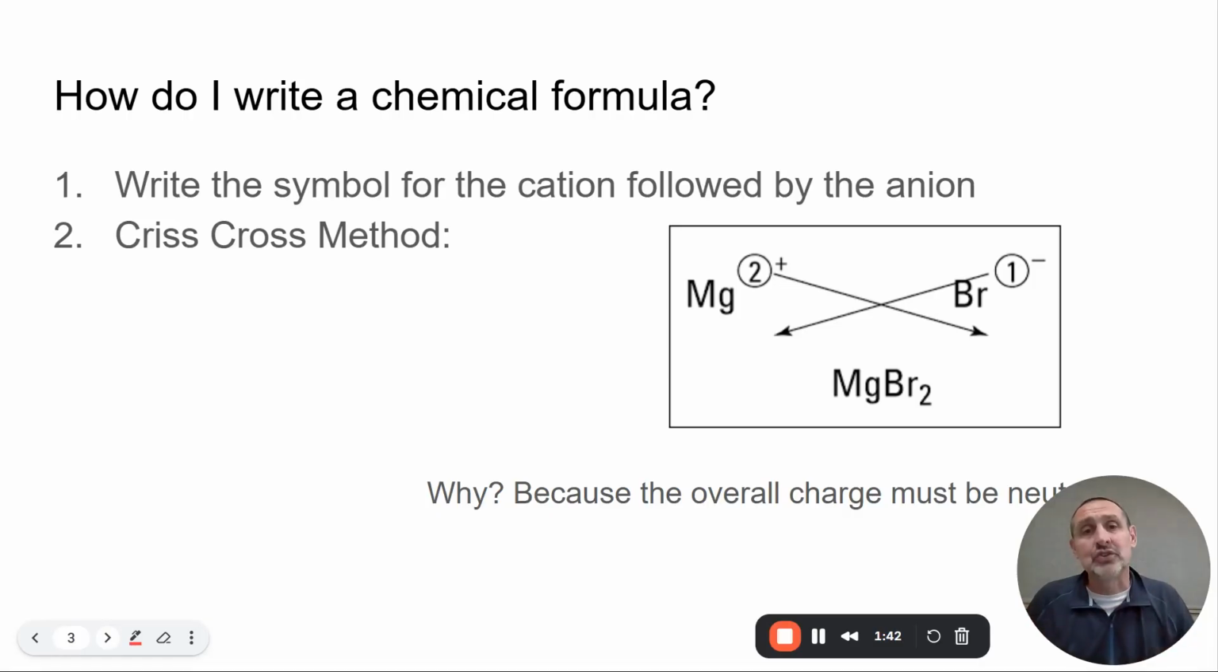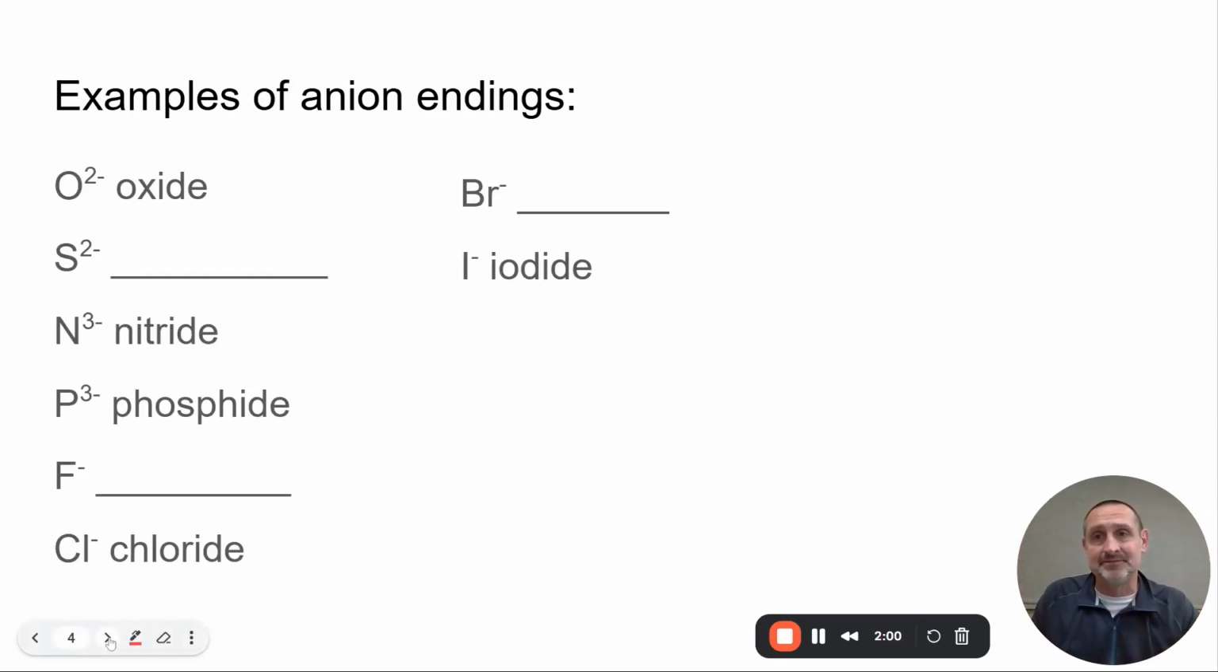What I can do then is crisscross those charges, and that will tell me how many atoms I need. So magnesium needs to give away 2 electrons, but bromide can only accept 1. So I need 2 bromides to take those 2 electrons. We call that the crisscross method.